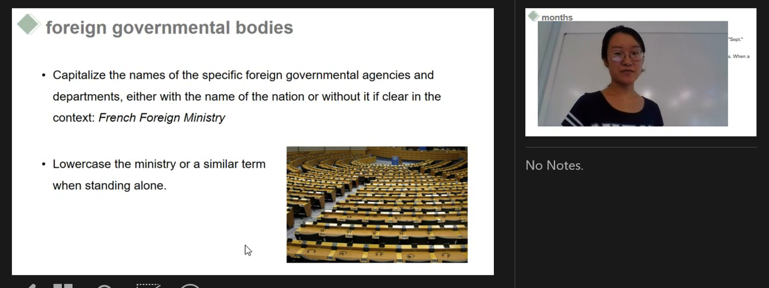Capitalize the name of specific foreign governmental agencies and departments, either with the name of the nation or without it if clear in the context. Lowercase ministry or a similar term when standing alone.